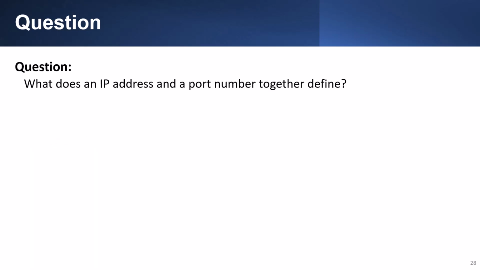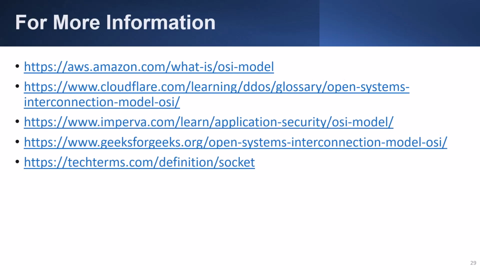Question: what does an IP address and a port number together define? Answer: a socket. For more information, visit the following sites.